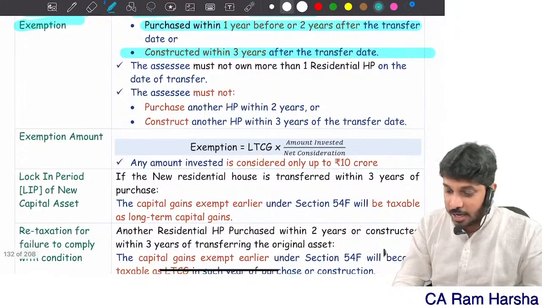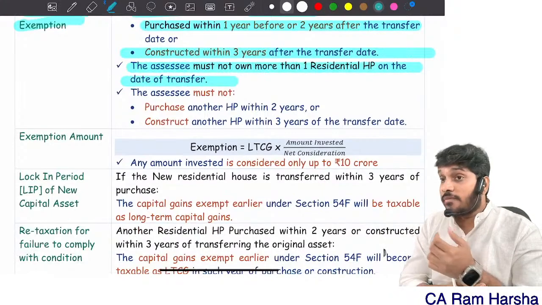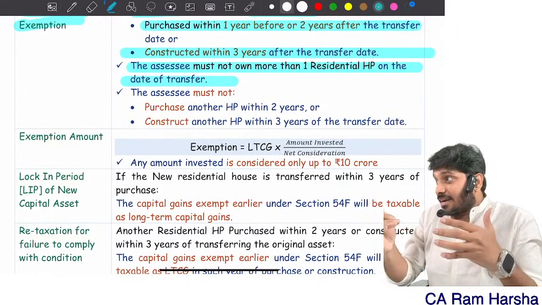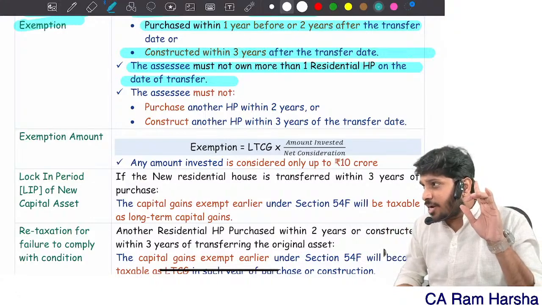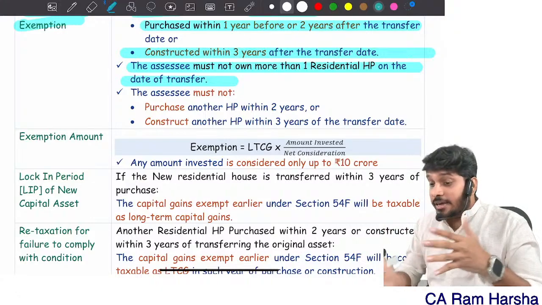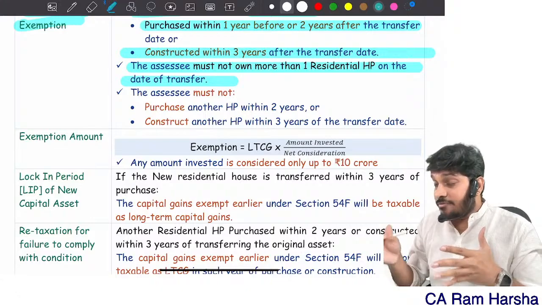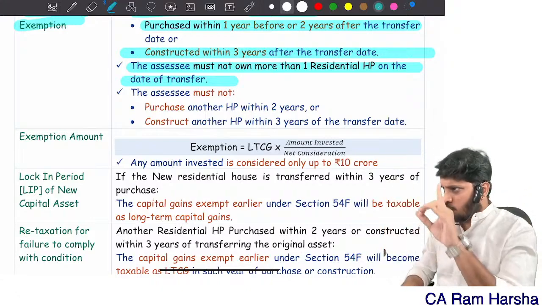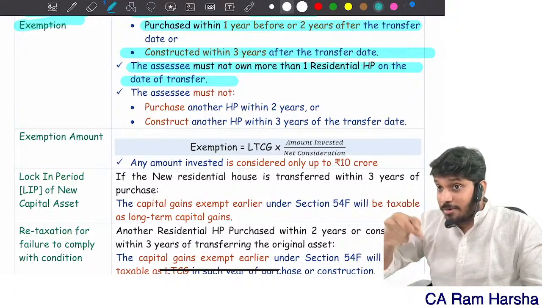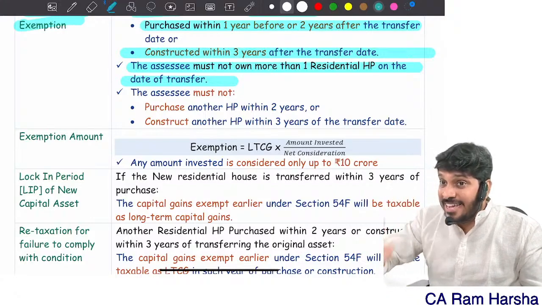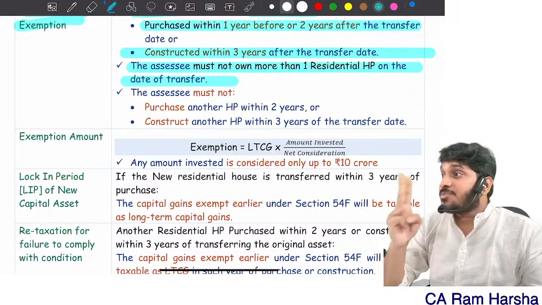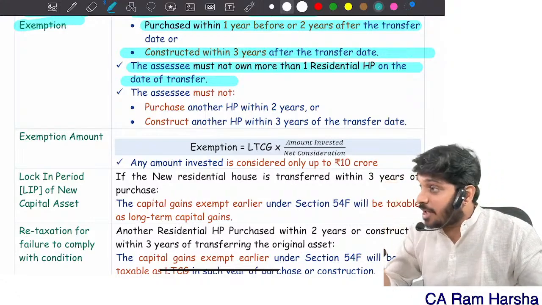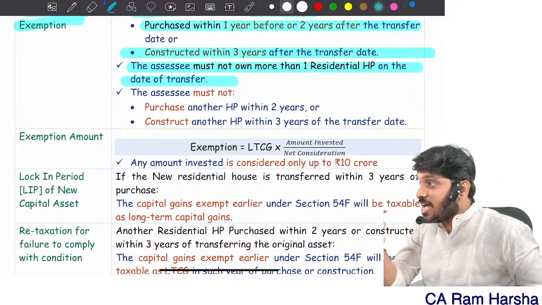The assessee must not own more than one house on the date of transfer. You are selling some land, right? At that time, how many houses can you have in your name? Only one house should be in your name. If you want to claim 54F exemption, already you can be the owner of only one house. Now you are claiming 54F exemption by investing in another house, right? That must be your second house. Maximum, either it should be the first house or it should be the second house.